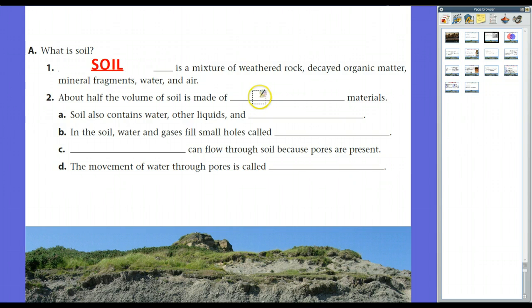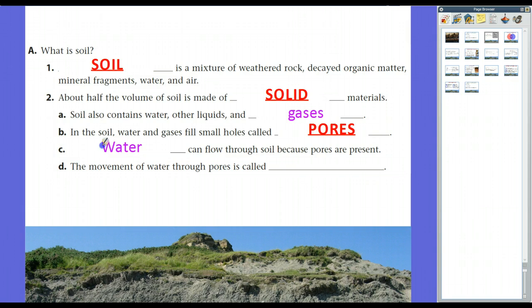Now, half of the volume of soil is made of solid material. So only about half of soil is solid. The rest of it is either liquid or gases. In the soil, water and gases fill small holes that we call pores. This allows water to flow underground, and water can flow through these pores. The movement of water through pores, an important term, is called porosity, which we'll get into in a minute.